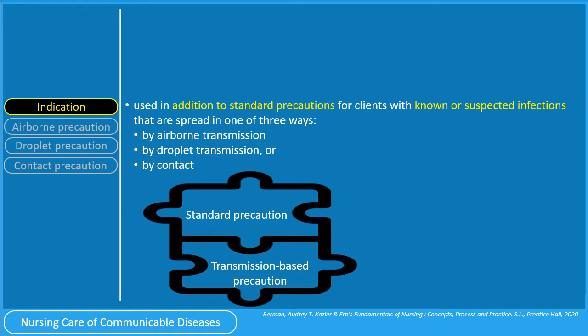As a throwback, the standard precaution is used in all patients regardless of infection status. The transmission-based precaution is an additional protection for patients with known or suspected infection. The three types of transmission-based precautions may be used alone or in combination, but always in addition to standard precautions.